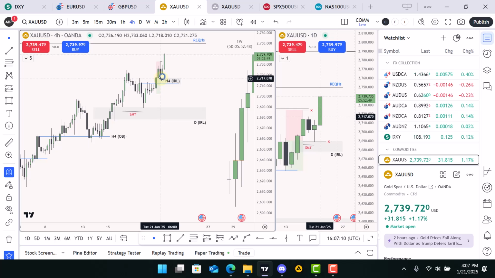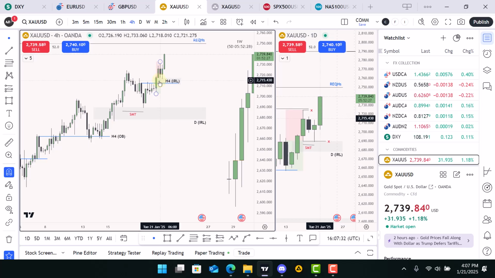Now, I'm using GMT. I'm in Ghana, so I'm using GMT. So when I say 6 a.m., wherever you are in the world, just do the conversion and then you know the exact time I'm talking about.